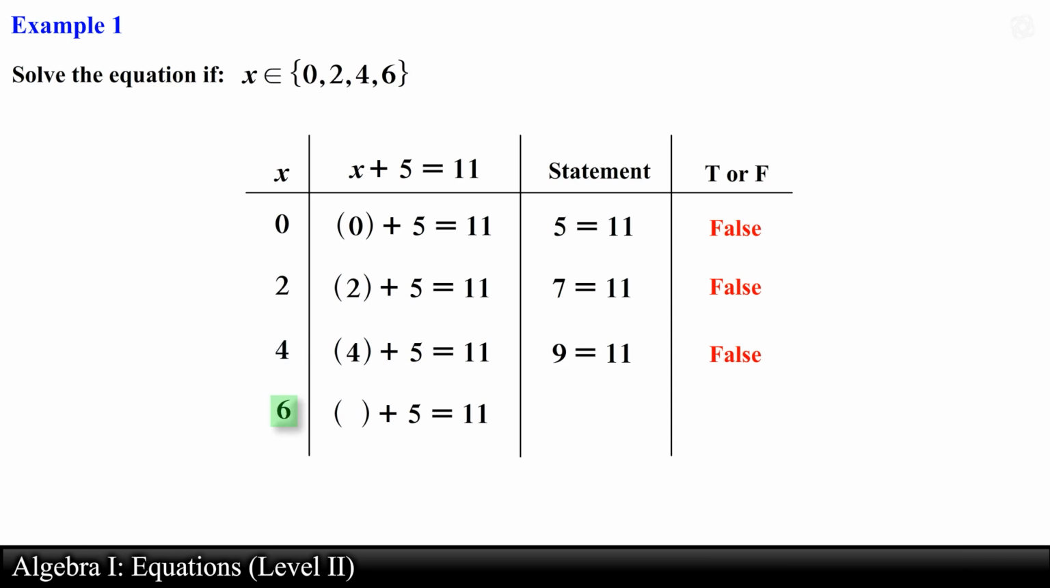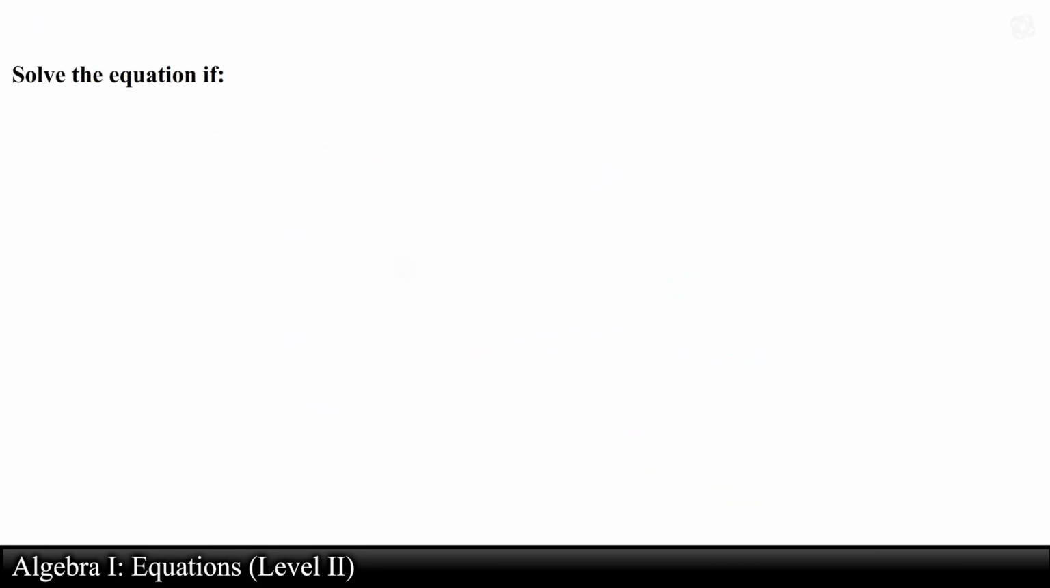Lastly, we substitute the final element of the domain, in this case the number 6, into the equation, and then we simplify the expression, which reduces to the statement 11 is equal to 11, which is a true statement. Looking at the results, we see that only one element in the domain yielded a true statement. Therefore, the solution set is {6}. Alright, let's try the next example.